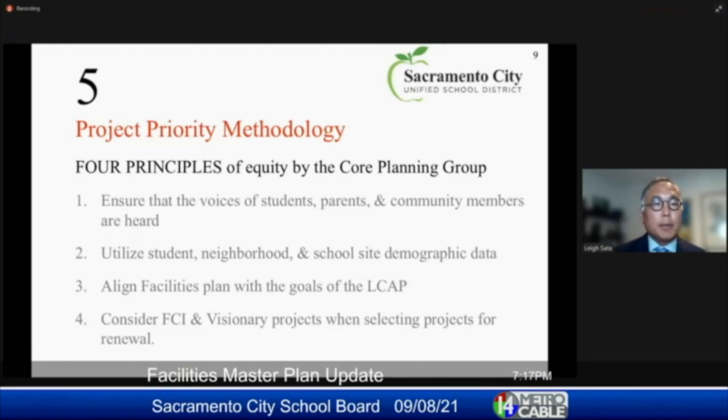So I'm going to pick it up here to talk about the project priority methodology that's been used, or we would like to use, to bring forward projects for approval by the board. And I want to make clear that the core planning group, which was a group consisting of faculty and staff members, community members, and it was a fairly large group, actually created this definition as a way to ensure that we all could agree on what the principles of equity would be.